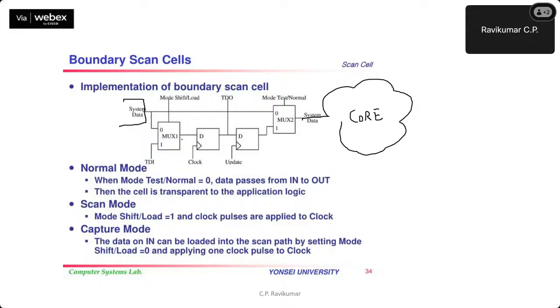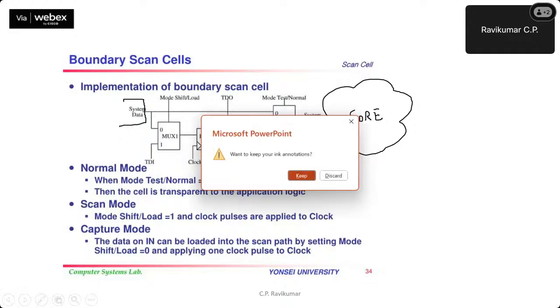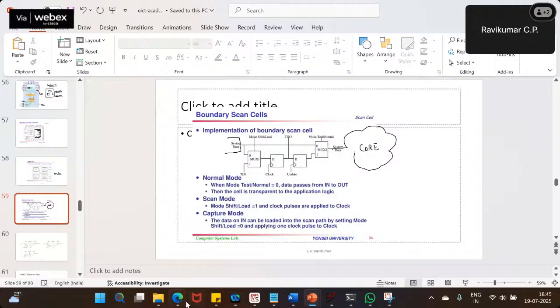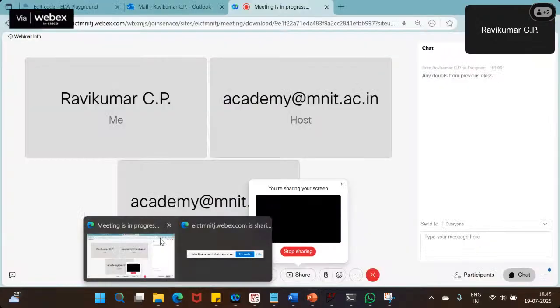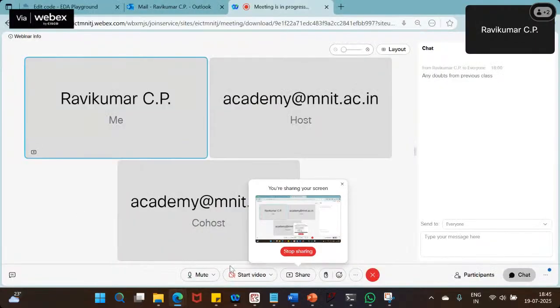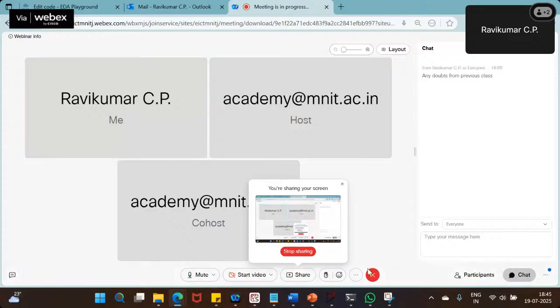So there are many modes of operation. These three are most important: normal mode, scan mode, and capture mode. So is that part clear to everybody? Why we need these modes? Any questions?